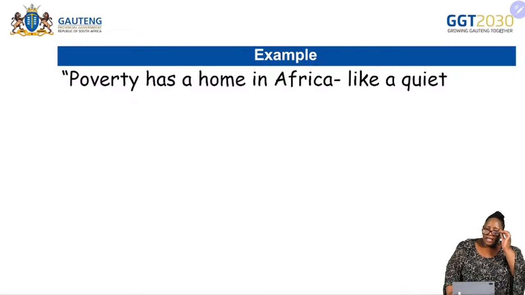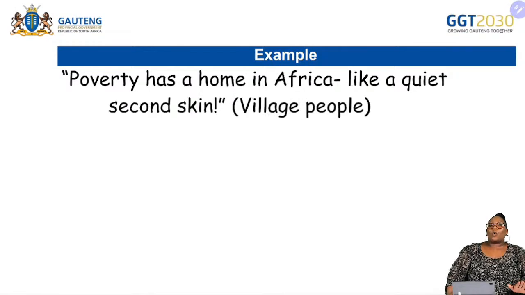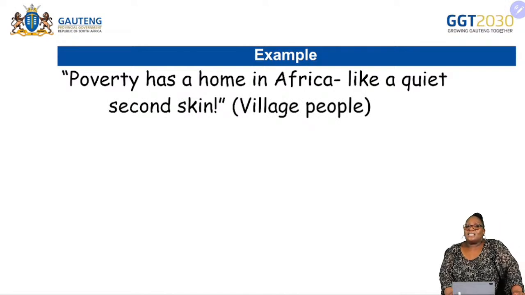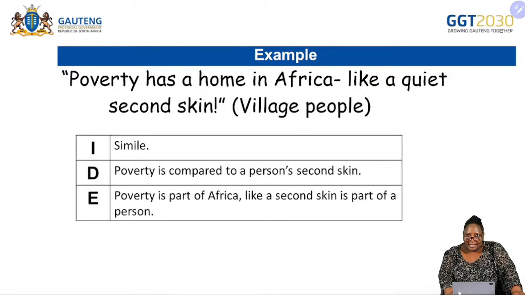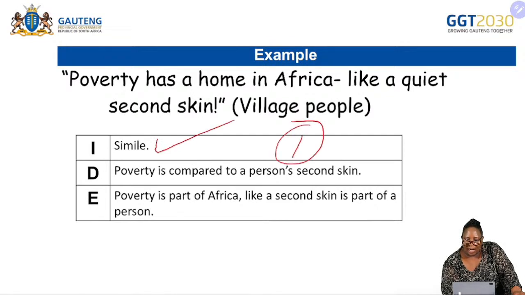An extract from a short story, Village People. Poverty has a home in Africa like a quiet second skin. Like I said, it's from Village People. Poverty has a home in Africa like a quiet second skin. Identify the figure of speech used here. It's going to be what? A simile. For how many marks? 1 mark.